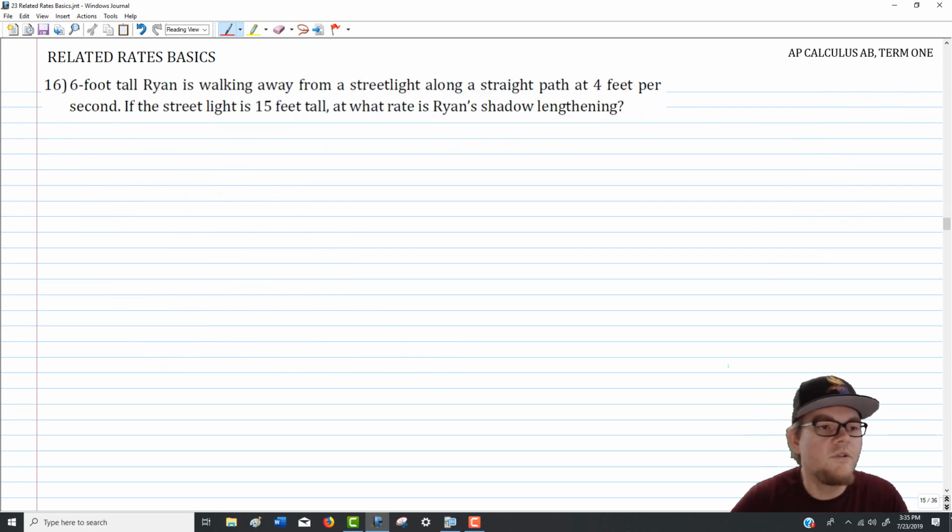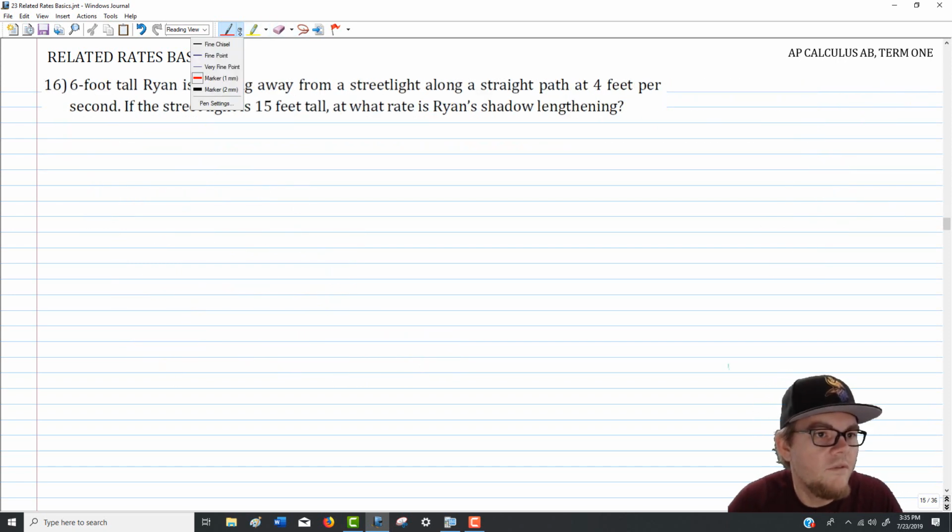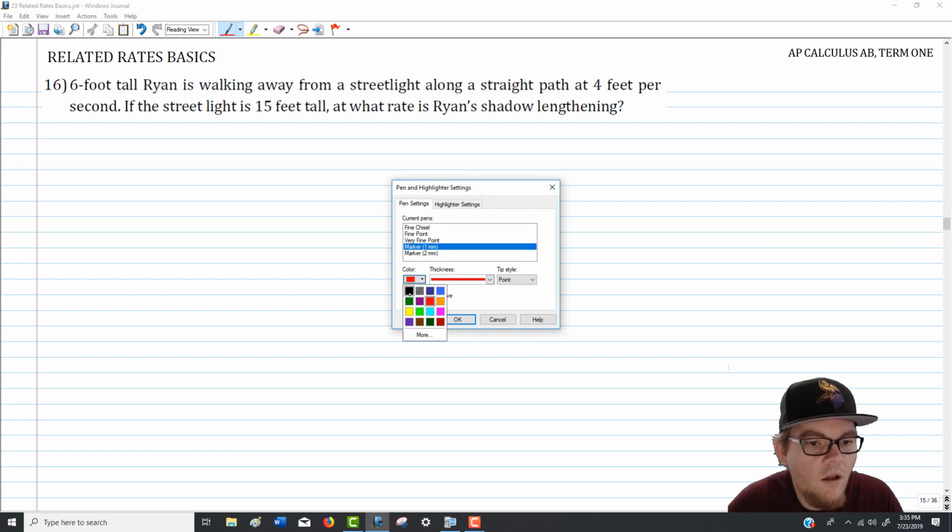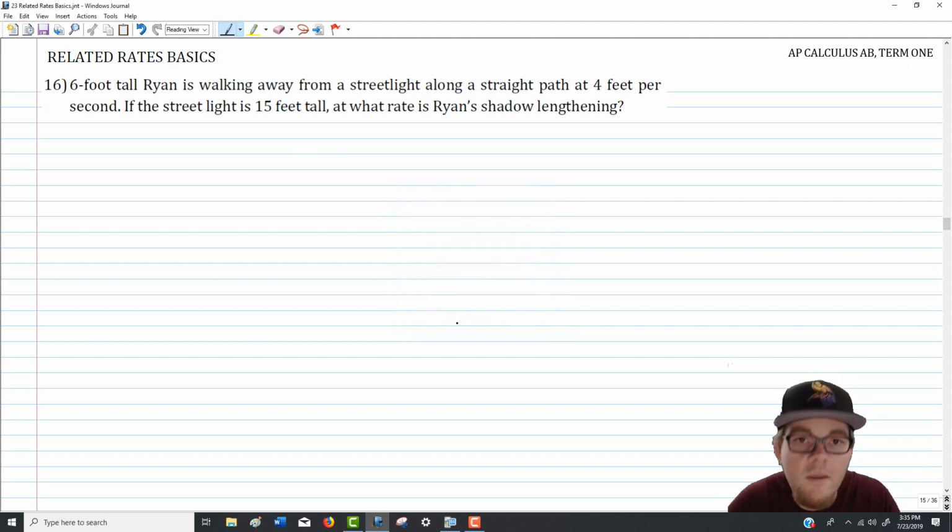Okay, that next brings us to 16. And 16 is the first problem we're going to hit involving what I call the shadow problems or the similarity problems. So in this situation, it says 6-foot-tall Ryan is walking away from a streetlight along a straight line path at 4 feet per second. If the streetlight is 15 feet tall, at what rate is Ryan's shadow lengthening?